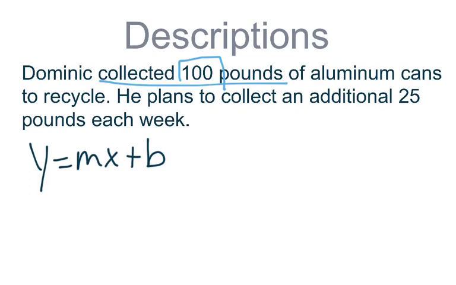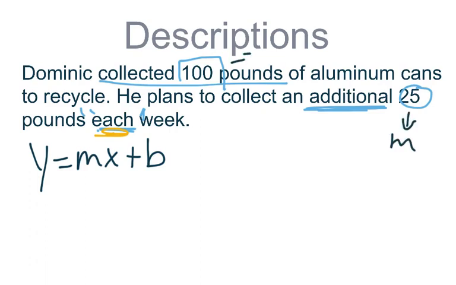Really good, Dominic. Then he had an additional 25 each week. So there's our keyword right there. Winner, winner, chicken dinner right here. Each week. So every week, week 1, he's going to have 25. Week 2, he's going to have an additional 25. So it'll be a total of 50. So notice how we're increasing each week. So that will be our m.